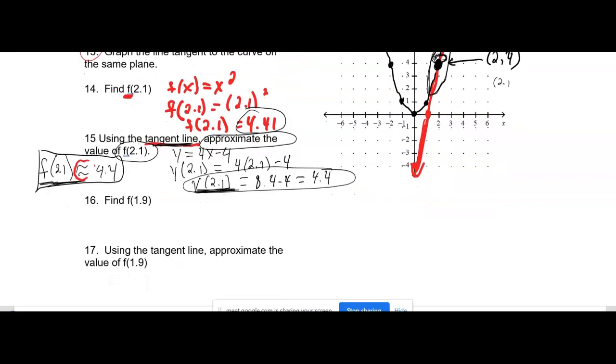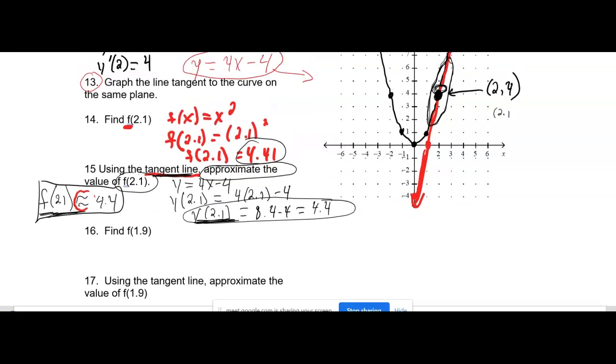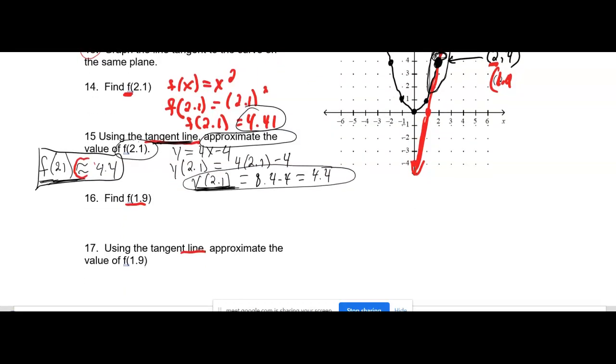All right, then real quick, 16, just make sure we get through all this. Almost the exact same thing. If we're tangent at 2, which we are, and we now just go to 1.9, 1.9 is so close to 2 that the value of the function and the value of the line should be very, very similar. So we're almost doing the same exact thing we just did before with just a different value.